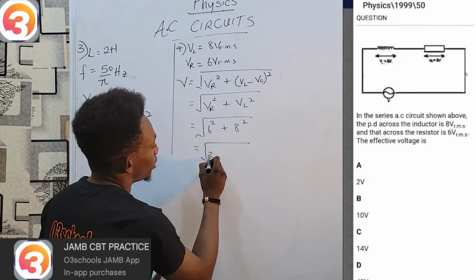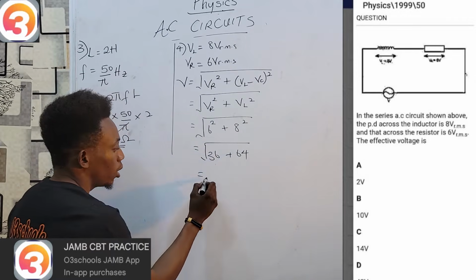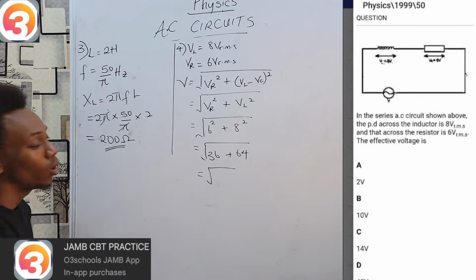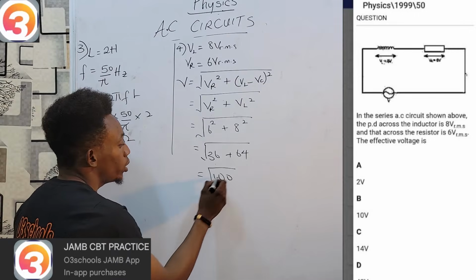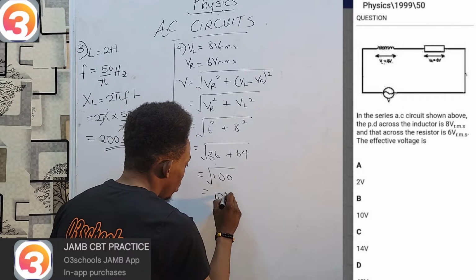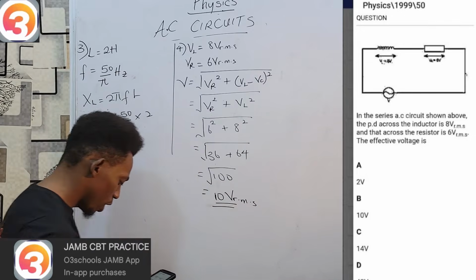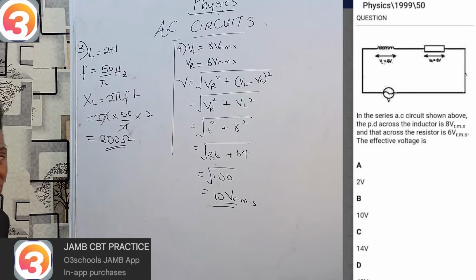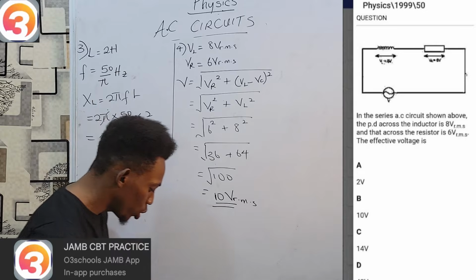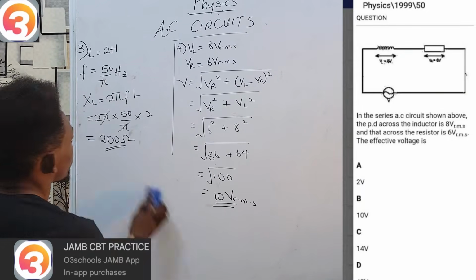6 squared is 36. 8 squared is 64. And 36 plus 64 gives you 100. And the square root of 100 is 10 volts, root mean squared. And so you see, our answer is option B. One more time, just keep your formulas in mind and everything works out.